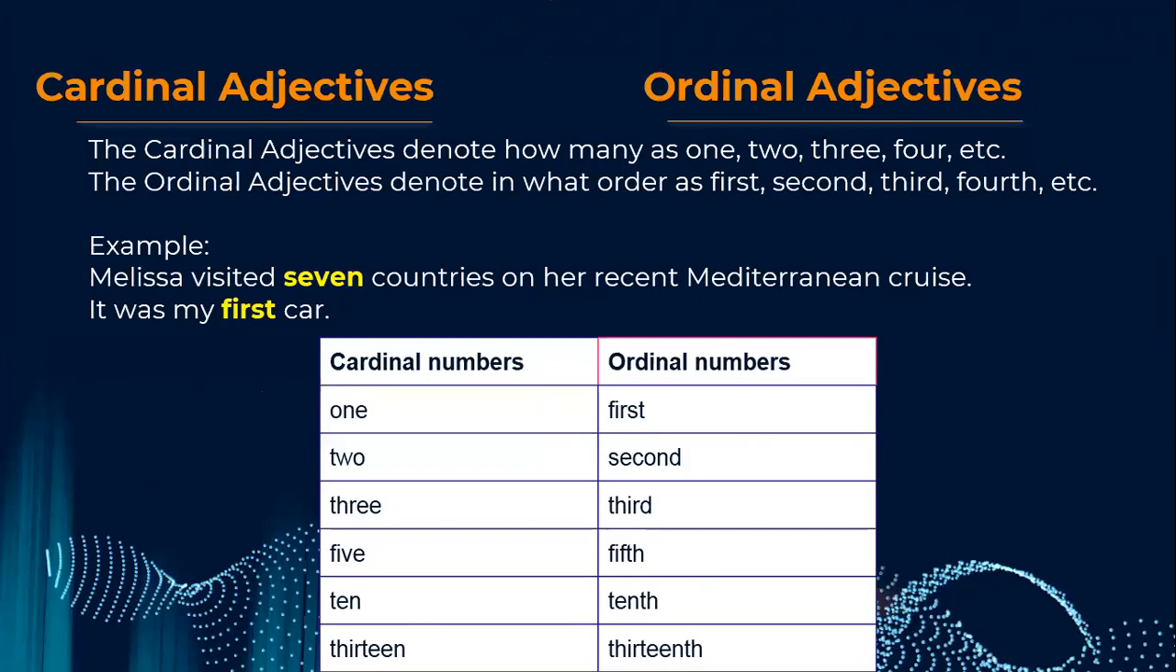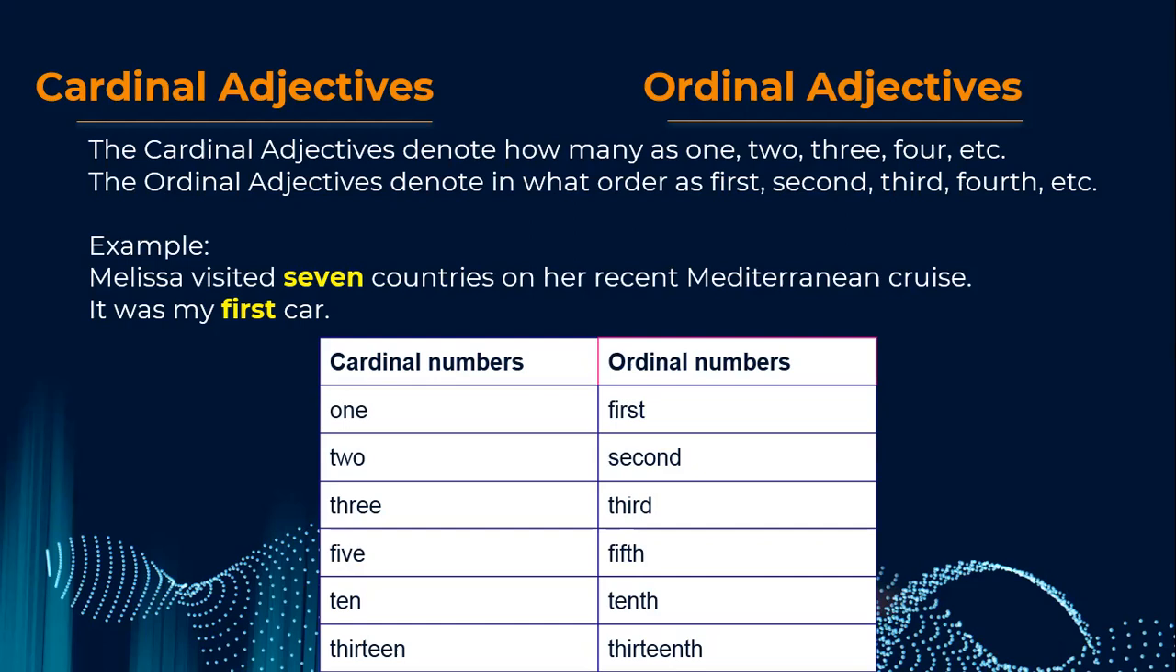Okay, come to the next one, the cardinal adjectives and the ordinal adjectives. What is the difference between these two types? I have posted these two types in a single slide. So the cardinal and the ordinal adjectives, there is just a little bit of difference between these two adjectives. Let us see the example so that you can understand.